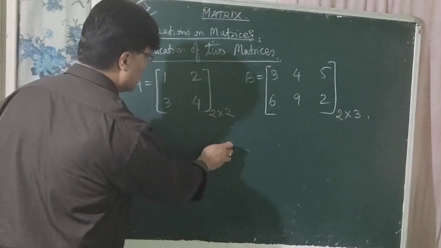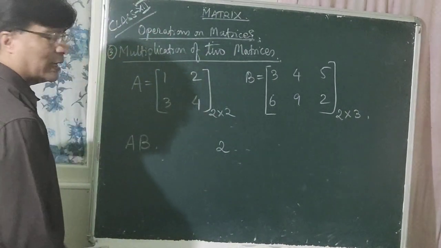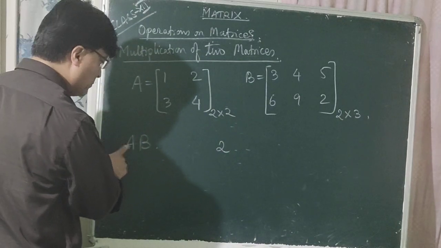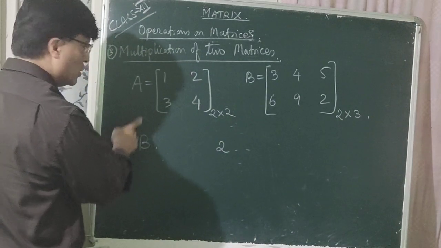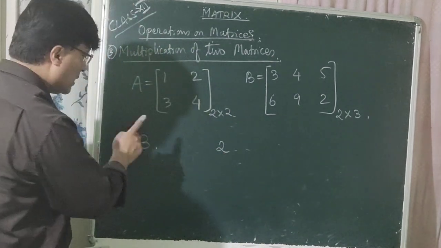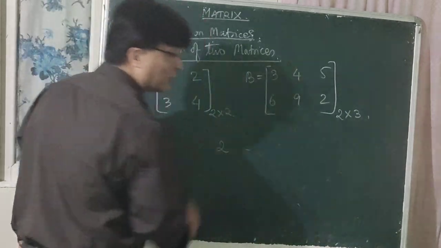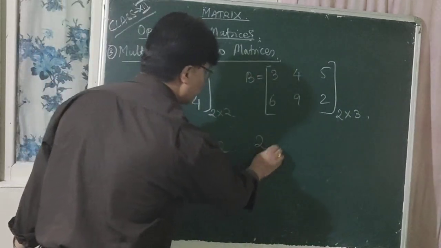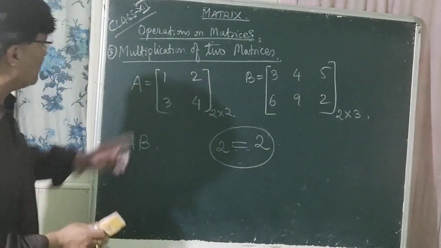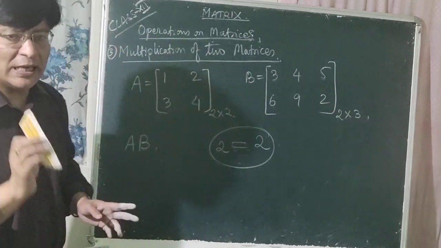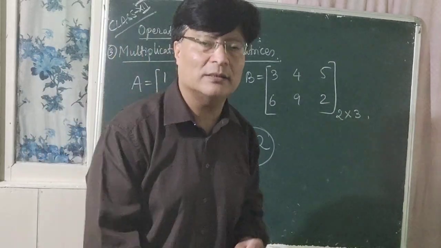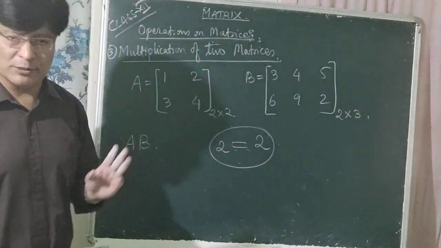So what is the number of columns here? It is 2. And for the second matrix B, you have to consider the number of rows. How many rows are there? 2 rows. So these two must be equal. So matrix multiplication AB is possible if number of columns of A is equal to number of rows of B. Then only the matrix multiplication is possible here.